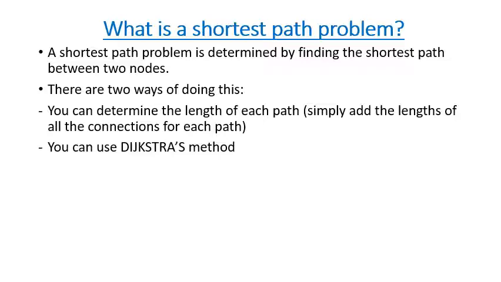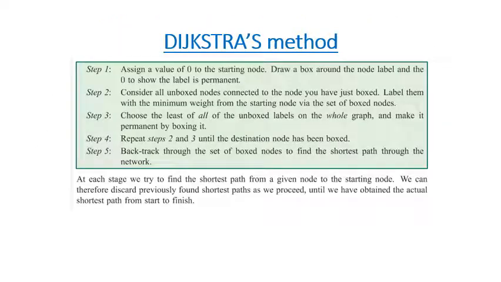Okay, and there are two ways you can do this. You can either determine the length of each path simply by adding the lengths of all the connections within each path, to get from one node to another, or you can use a certain method. Now, I'm not going to try and pronounce this name, but this is the method we're going to be looking at. Within this method, basically what you do is you assign a value of 0 at your starting node.